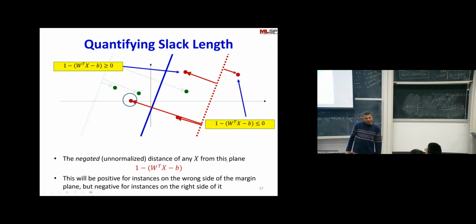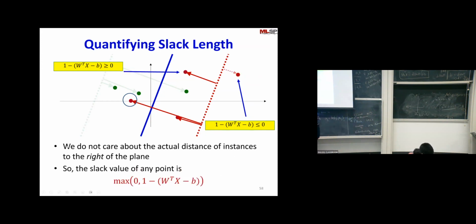Everybody with me? And so now this term is going to be negative for correctly classified instances, things that are on the appropriate side of the boundary. It's going to be positive for things that are on the wrong side. And since I'm only interested in things on the wrong side, if anything is negative, I can ignore it. If anything is positive, I must keep it as slack. Does that make sense? So all okay?